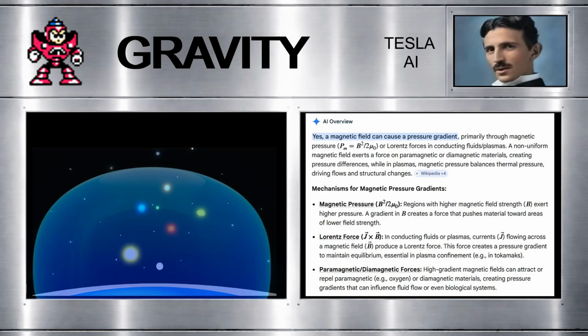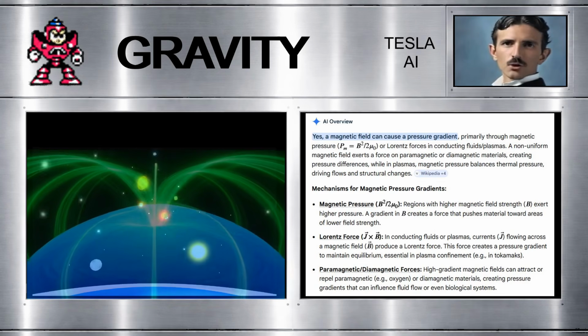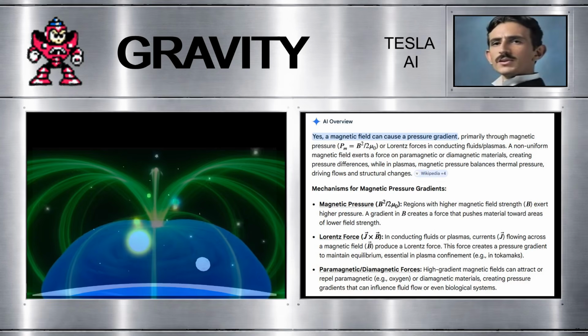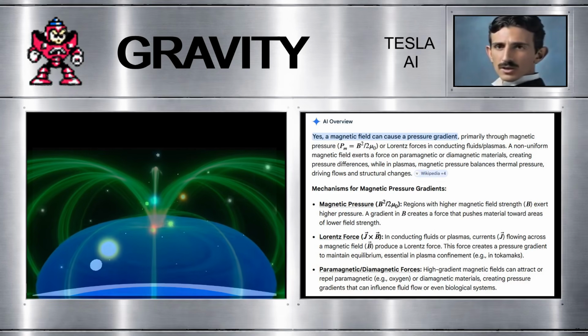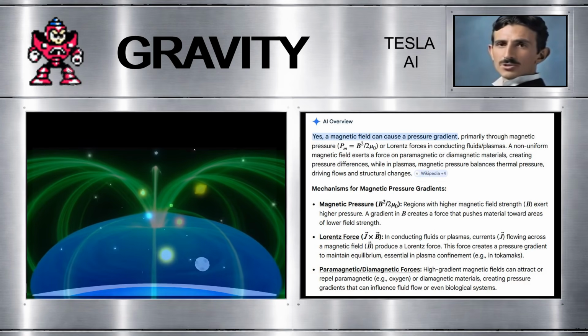Earth's magnetic field is what causes gravity. Tesla called it universal compression. It is the sun's heat that produces the atmosphere's density gradient, but it is Earth's magnetic field that causes the atmosphere's pressure gradient.